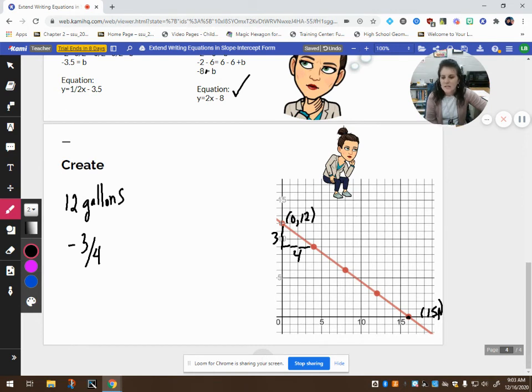So this is gallons per mile, right? So we have negative 3/4 x plus 12 represents my equation. So y would be my equation. So my y represents how many gallons are remaining in my car, and x represents the number of miles driven. So that just is one example.